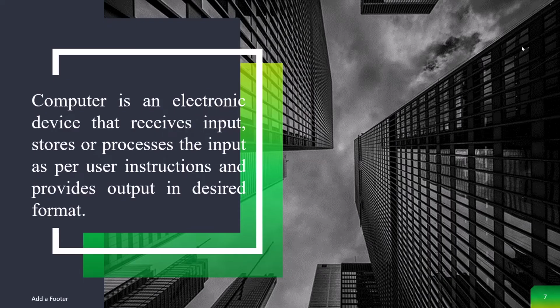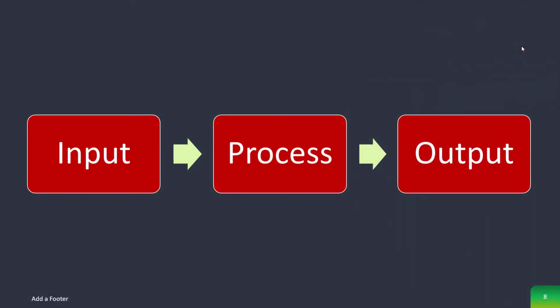Computer hardware consists of interconnecting electronic devices that you can use to control the computer's operations. Software is a set of instructions that makes the computer perform tasks. In other words, it is the instructions that tell the hardware what to do, such as web browser, calculator, media player, and all other programs. In other words, we say that a computer is an electronic device that receives inputs, stores or processes the input as per user instructions and provides output in a desired format. It is simply the simplest workflow of a computer.